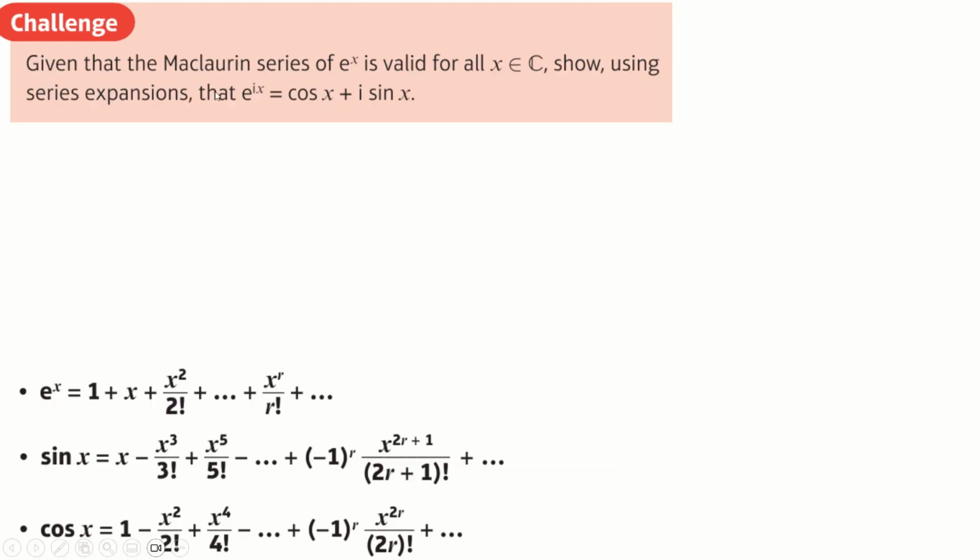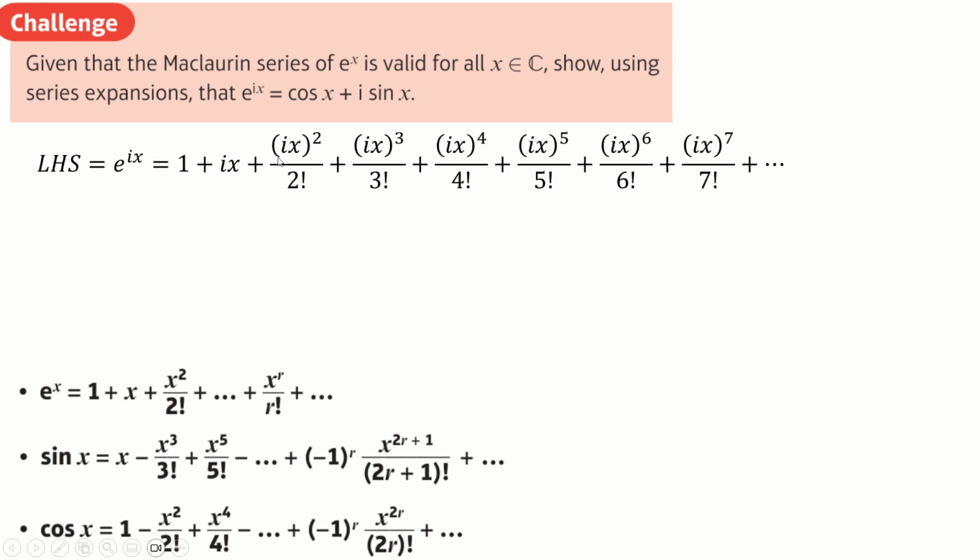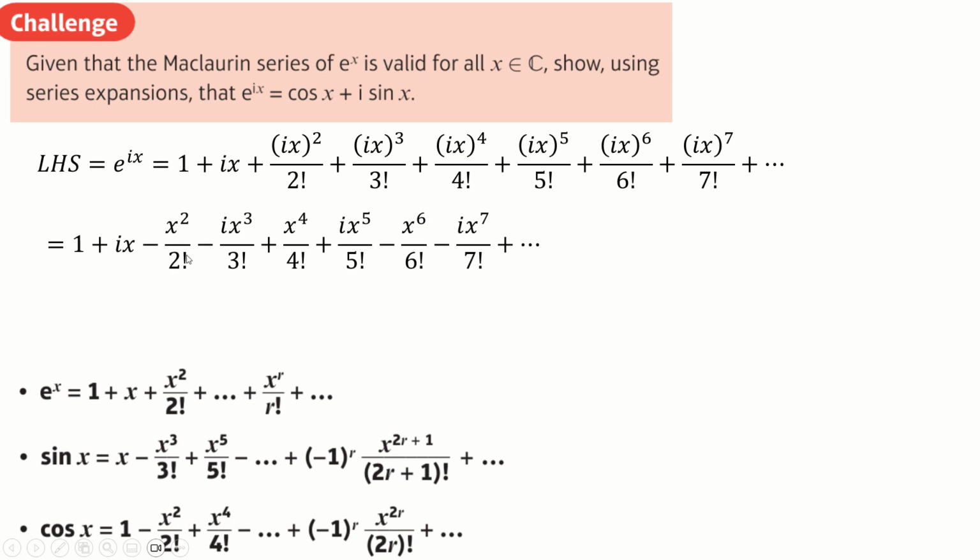Last one. Given the Taylor series of e to the x is valid, here's the Taylor series for e to the x. Show using expansions Euler's relation here. So, okay, well, e to the x is this. Let's just throw in an e to the ix. e to the ix is this. You just put i's everywhere. i squared is -1. i cubed is -i. i to the 4 is +1. So we end up with this funky thing that goes plus, plus, minus, minus, plus, plus, minus, minus, with i's every now and again. That's the left-hand side.